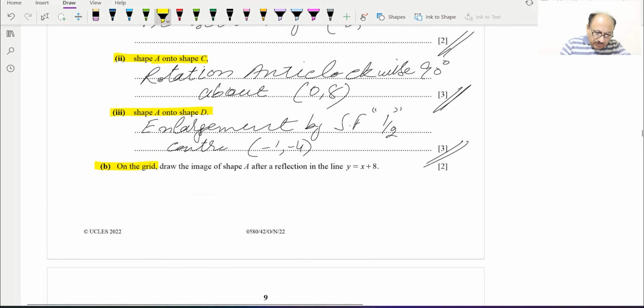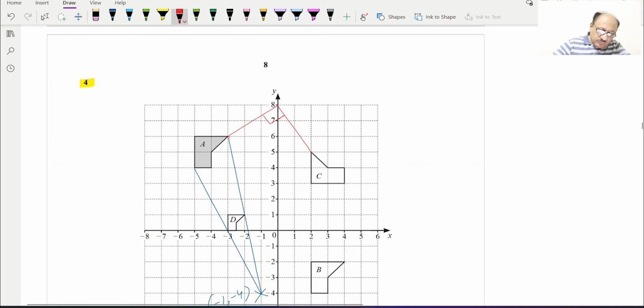Now they're saying on the grid, draw the image of shape A after reflection in the line y is equal to x plus 8. y is equal to x plus 8 is which line?